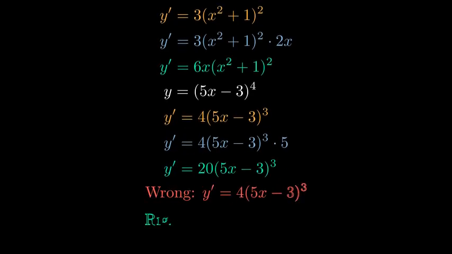A common mistake is forgetting the inner derivative. Many students stop at 4 times (5x minus 3) cubed. That is wrong because it is missing the times 5. The correct answer includes the times 5.